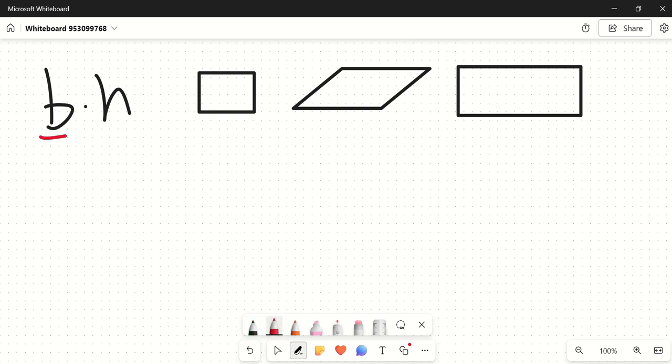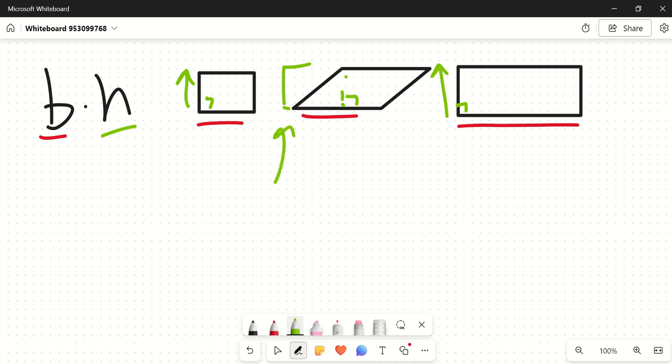Base referring to the bottom line of the shape, and the height referring to how tall it is. With a square or a rectangle, it's usually just the opposite side, because there'll be a little right angle there. With a parallelogram, it's a little different. You'll either see the little dotted line with the right angle, or you'll see something like this, from the top part to the bottom part, telling you how tall it is. You just need those two measurements. You multiply them together, and there's your area.